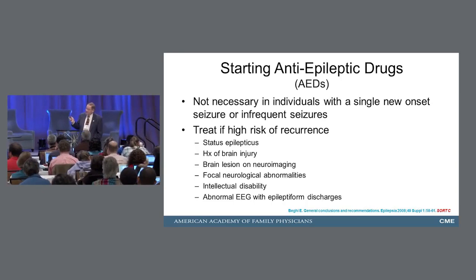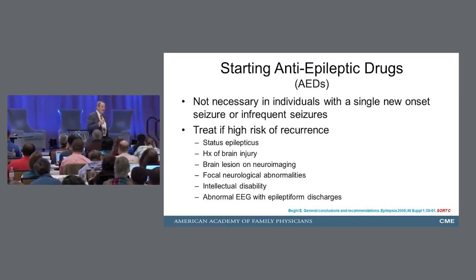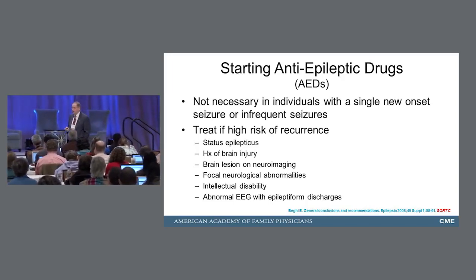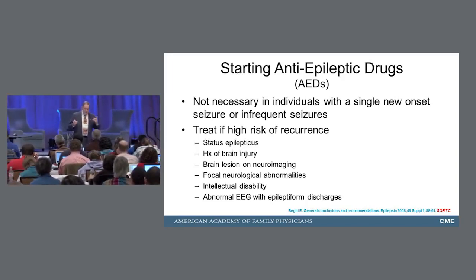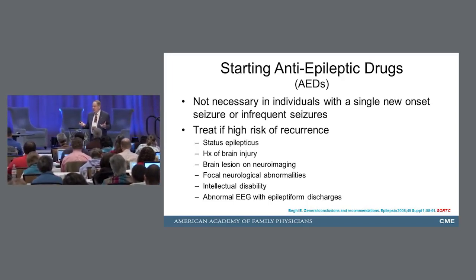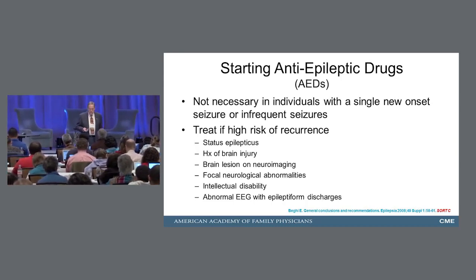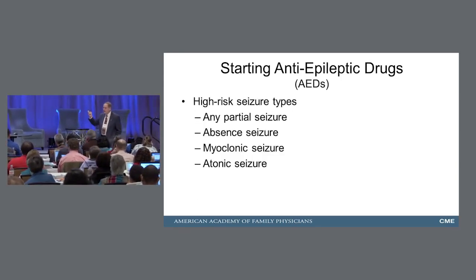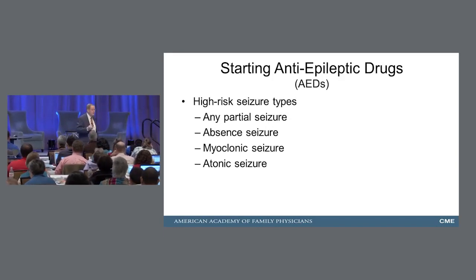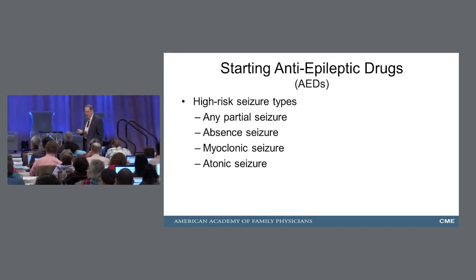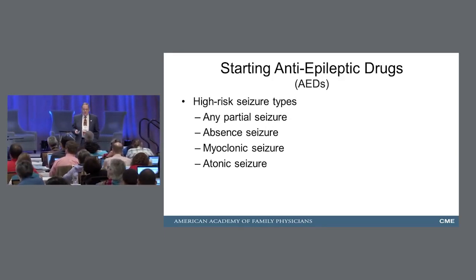Now, the recommendations are you should give it if there's a high chance of recurrence of seizures. And I've listed here for you what are the risk factors for that. If they come in status, if they've had a brain injury, if you find a brain lesion on the scans, all of these things would be reasons to start on medications. And if there's an epileptogenic focus on the EEG, you probably should too. And if they have any of these types of seizures, these tend to recur. So you'll want to treat these after the first one as well. Any partial seizure, absence seizures, etc.